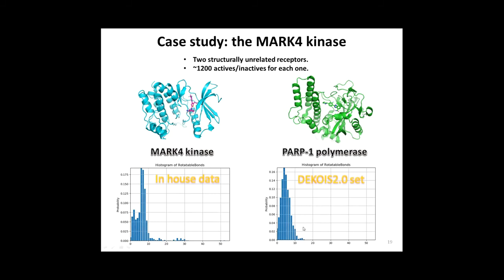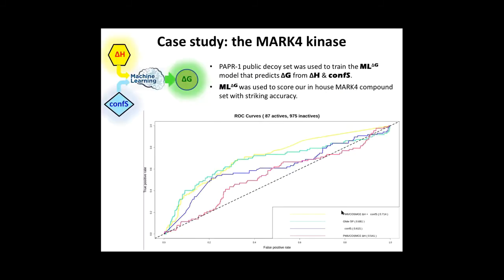As you can see in the histogram at the bottom, these sets contained structures with many rotatable bonds and quite flexible. This means that the conformational entropy contribution to binding is high. So what I did was to select from a public database decoys from another set, from a structurally unrelated protein, a polymerase, which had a similar distribution of rotatable bonds. This means that in this dataset also, the conformational entropy plays a quite important role in binding.